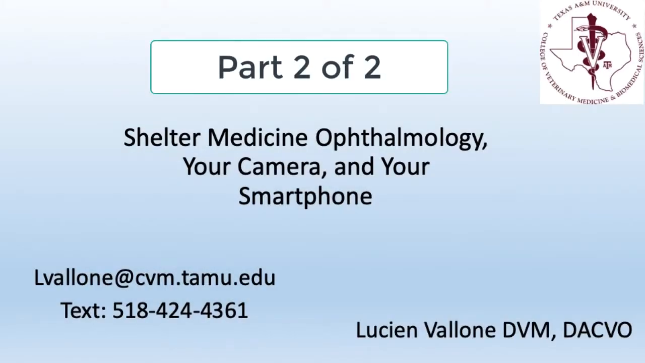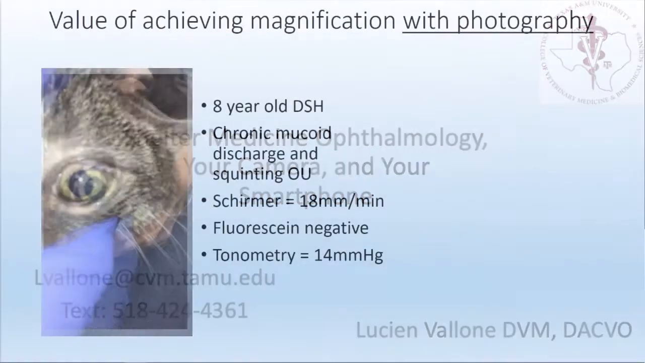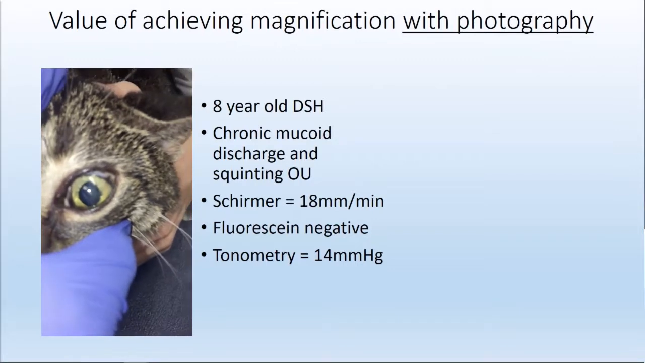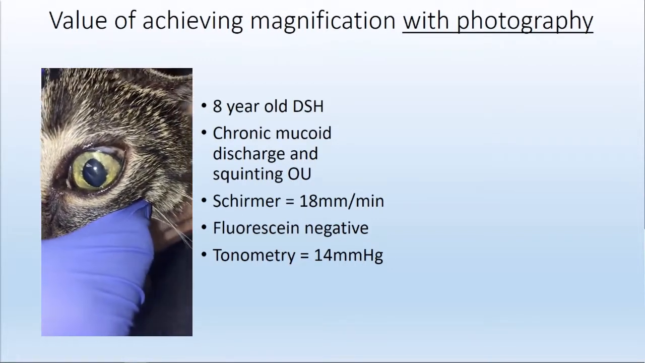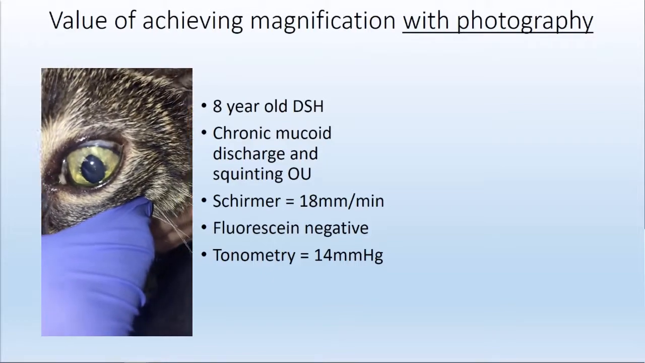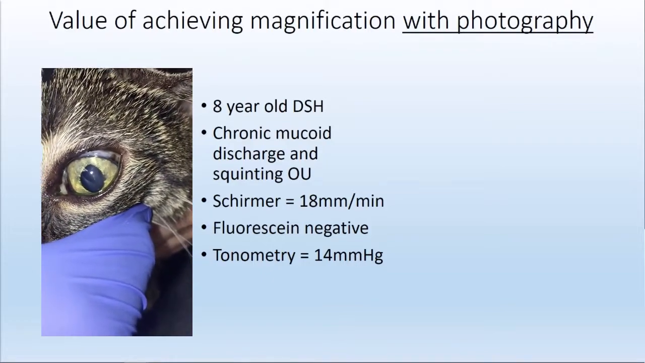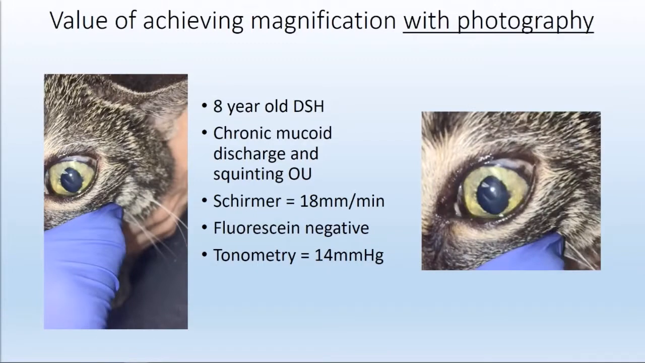We're going to talk about how to get a magnified view with photography. Here's an example of a cat with a history of mucoid discharge and squinting in both eyes. It has a normal Schirmer. By the way, I don't perform Schirmer tear tests in cats because I don't determine them to be predictable or that valuable anymore. But we're just going to assume that the tears are normal here. Fluorescein negative and its tonometry within normal ranges.